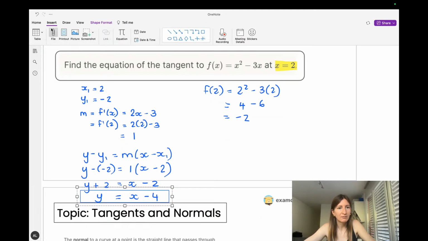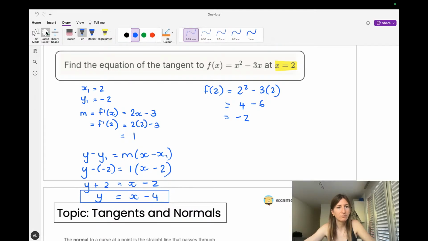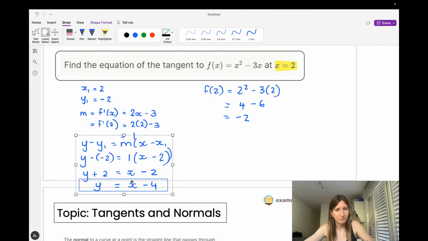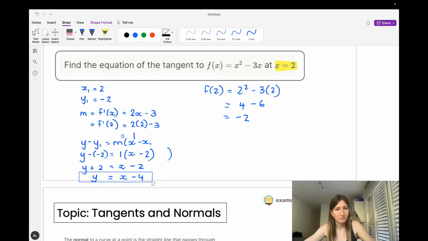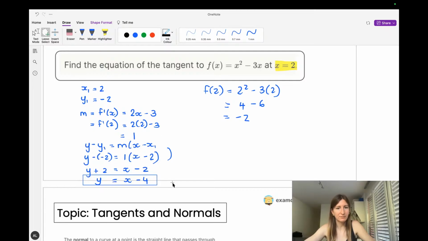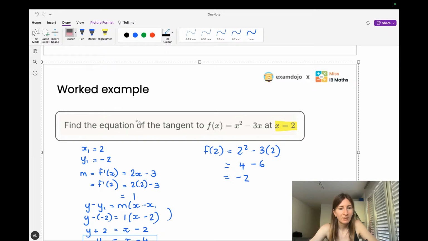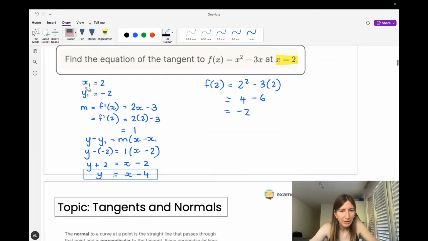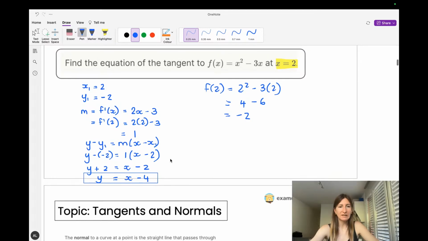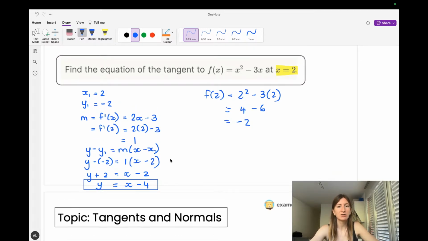Can again neaten this up. Oops, lost something there, but hopefully that makes it a little bit better. Where did this bracket come from? There.